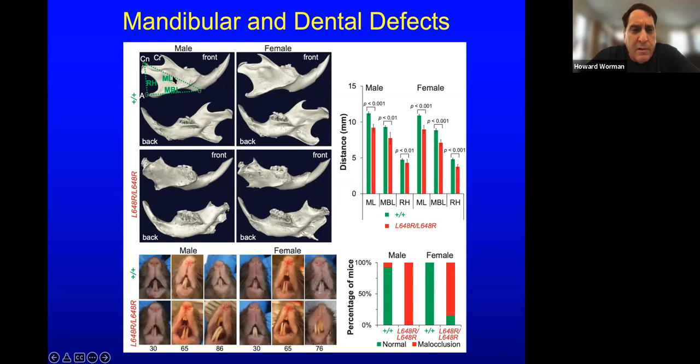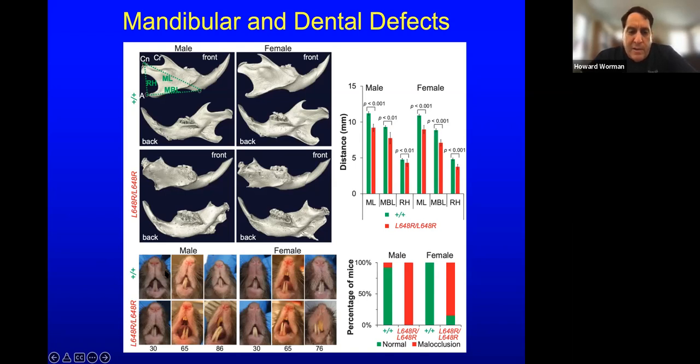These mice are around 7 or 8 months of age. You can see here a normal mandible from a male mouse and a female mouse, the front and the back. And you can see again here in the mutant mice, the resorption of the bone from the mandibular processes. And if we quantitatively measured these distances between these different parts of the mandible, you see they're all significantly smaller in the male and female mutant mice compared to controls.